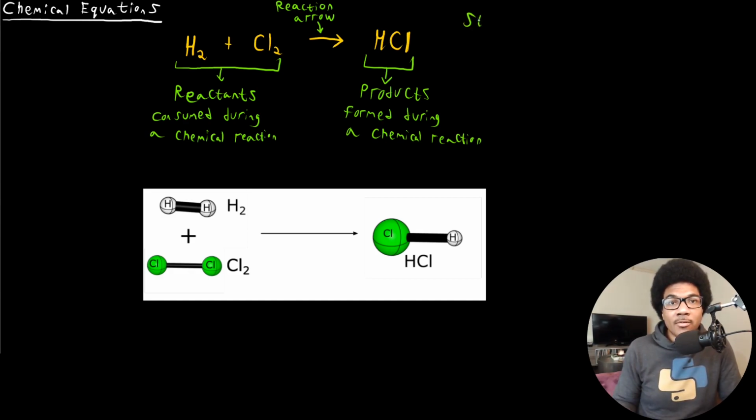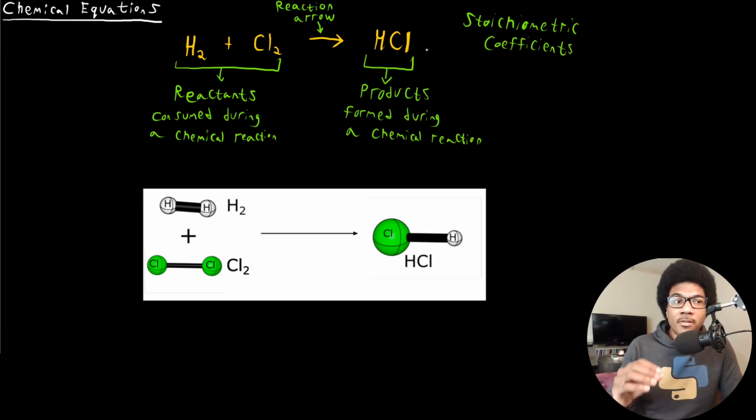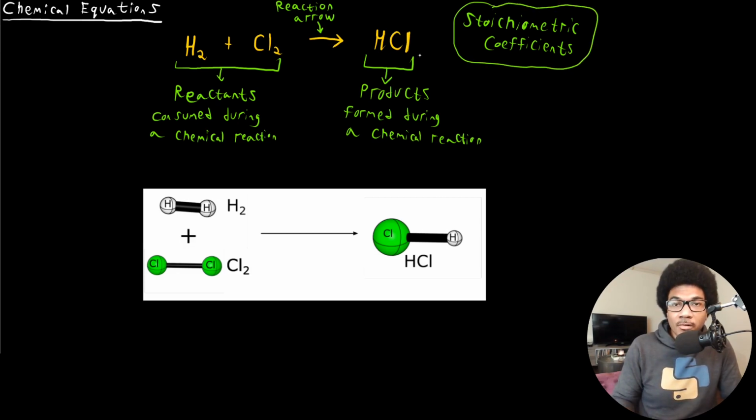So let me write that down. Stoichiometric coefficients. And these are going to be integers that you would basically multiply the composition of your molecule by in an attempt to try to balance the equation in order to fit with the law of conservation of mass.